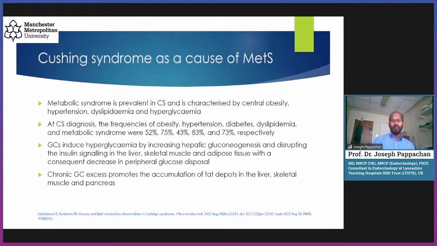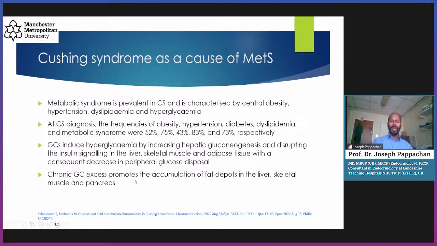Cushing syndrome, again, as I mentioned previously, can cause the metabolic syndrome phenotype by increasing abdominal adiposity, with increased association with hypertension, diabetes, dyslipidemia, and metabolic syndrome at high prevalence rates. Glucocorticoids increase the levels of glucose and increase hepatic gluconeogenesis, disrupting the insulin signaling in the liver, skeletal muscle, and adipose tissues, and consequently decrease the glucose disposal in the periphery, resulting in diabetes.